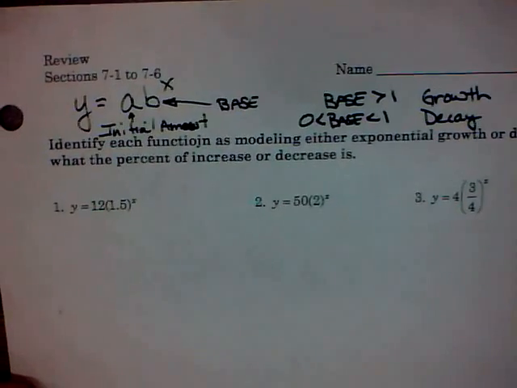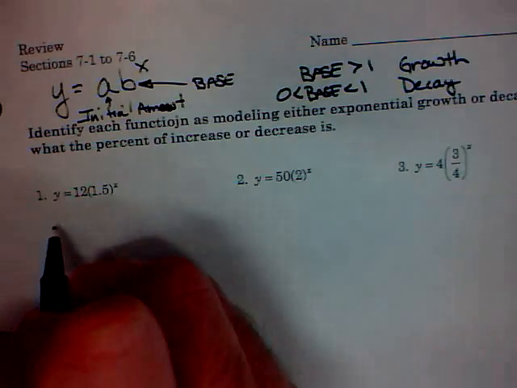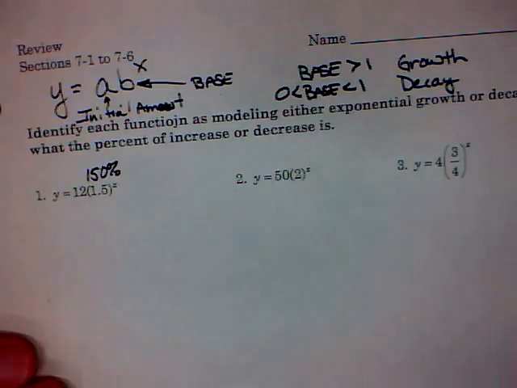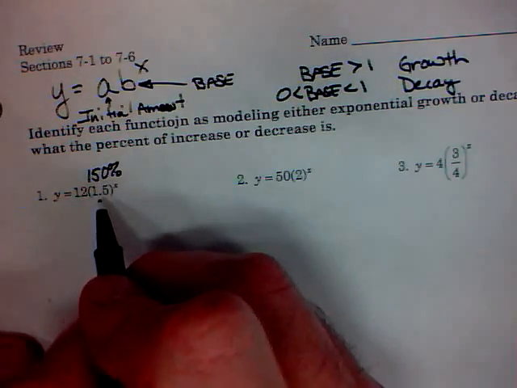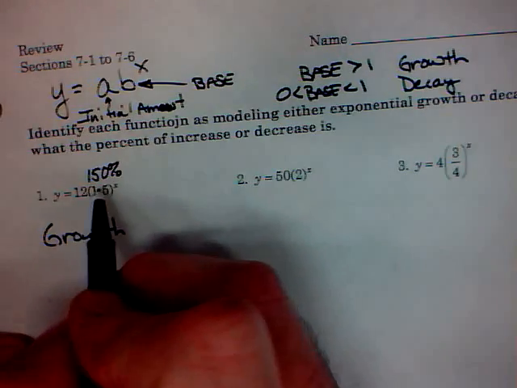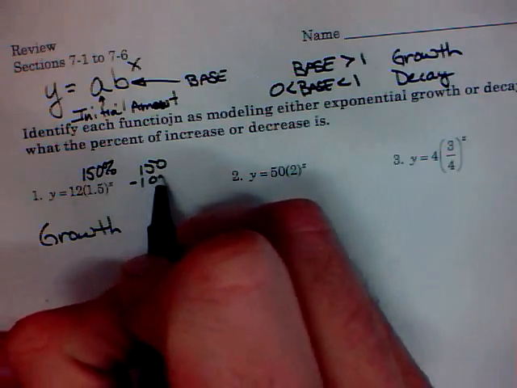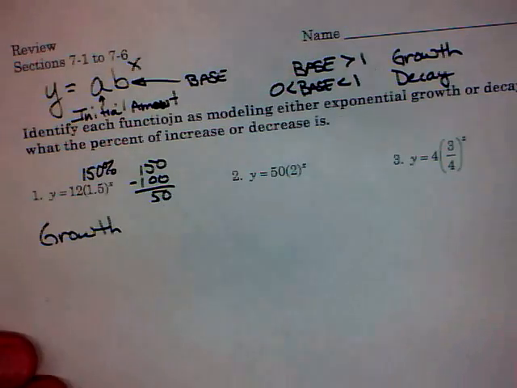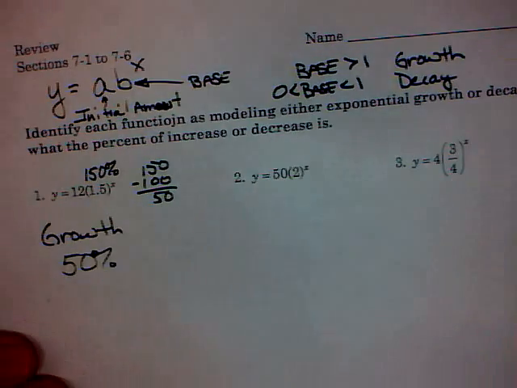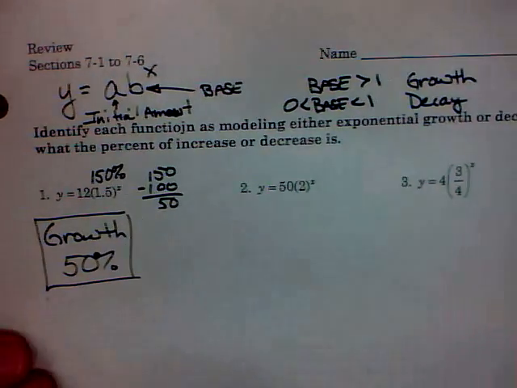Okay? So, in problem number 1, since we're multiplying by 1.5, we know this is going to be 150%. Move your decimal spot 2 places. That turns into a percent. So since it's greater than 1, this is growth. And then 100% of 12 would be 12. So what you do is you take off the first 100%, and that leaves you with 50% as the amount of actual growth, because 100% of 12 is 12, so the extra 50% will actually make it grow. So this is 50% growth.